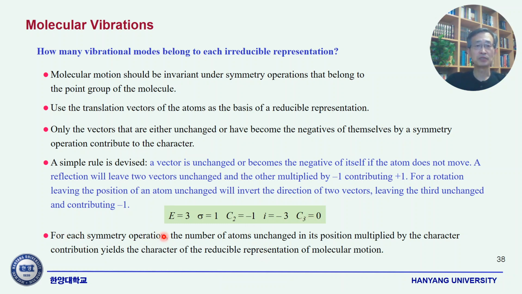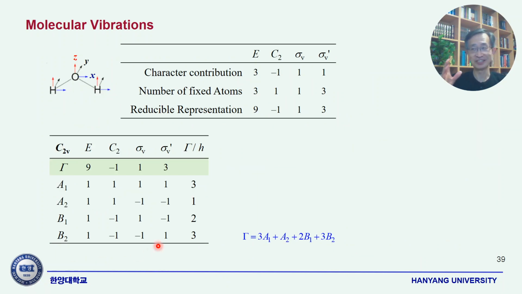So for each symmetry operation, the number of atoms unchanged in position times this contribution is the character for the symmetry operation. That makes the reducible representation, and then we can decompose that reducible representation into irreducible representations. That will give you what kinds of molecular motions there are. Let's do an example and you will find out what it is.